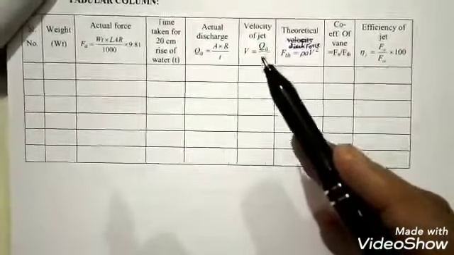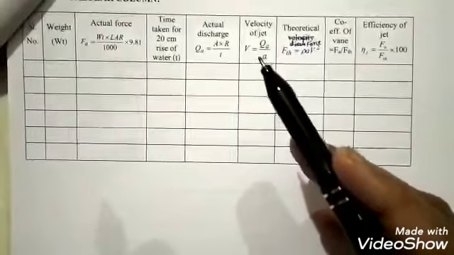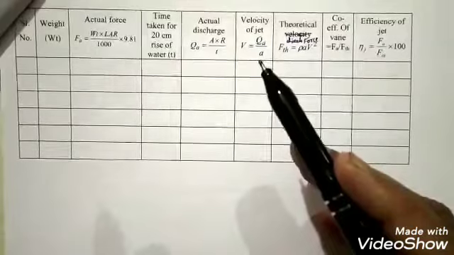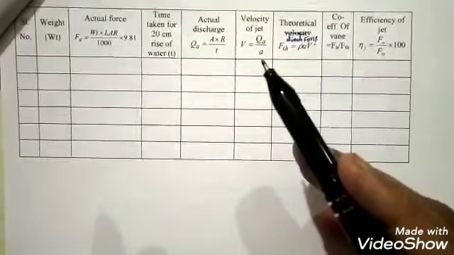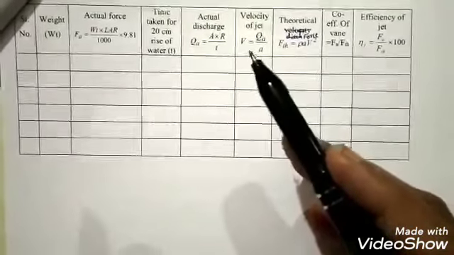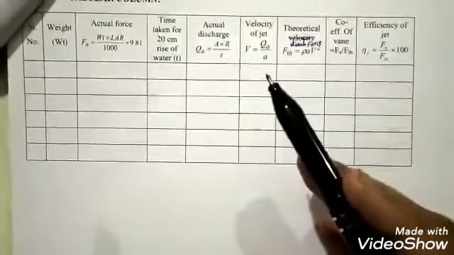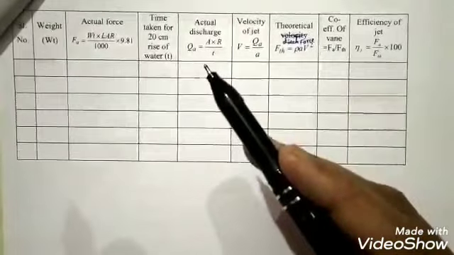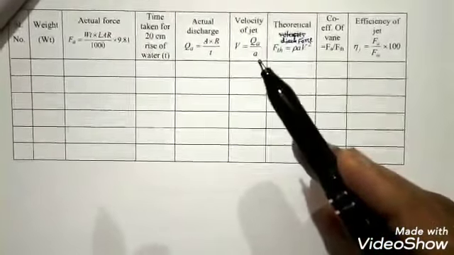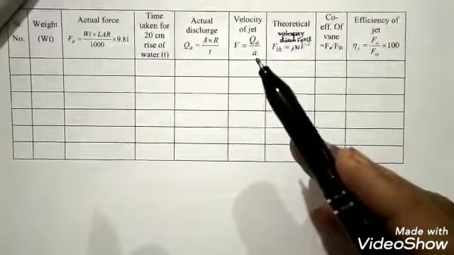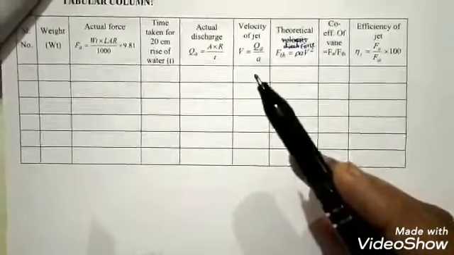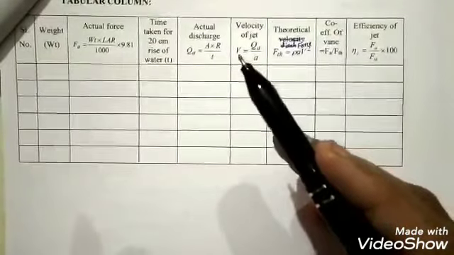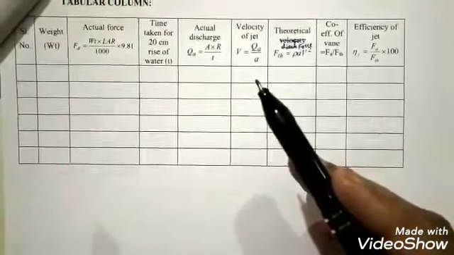And the next one is the velocity of the jet. V is nothing but QA by A. This formula we have obtained from the continuity equation, that is Q is equal to A into V. Okay. From that, V is nothing but QA by A. So in this equation, QA you can obtain from the previous column, we have already calculated, and divided by A. Small letter A always represents the area of the jet. We have already calculated that value in the observation. So you can use that, and you will get the velocity of the jet in meter per second.